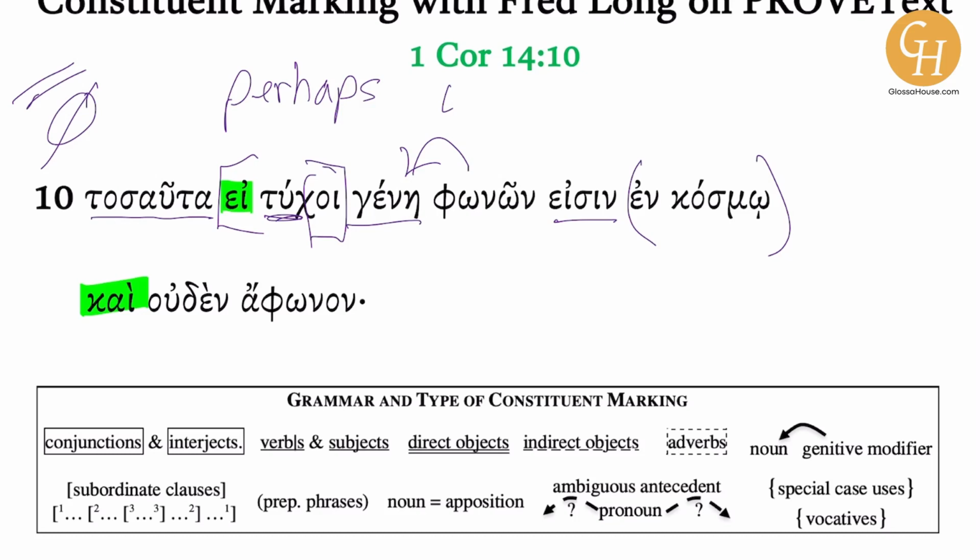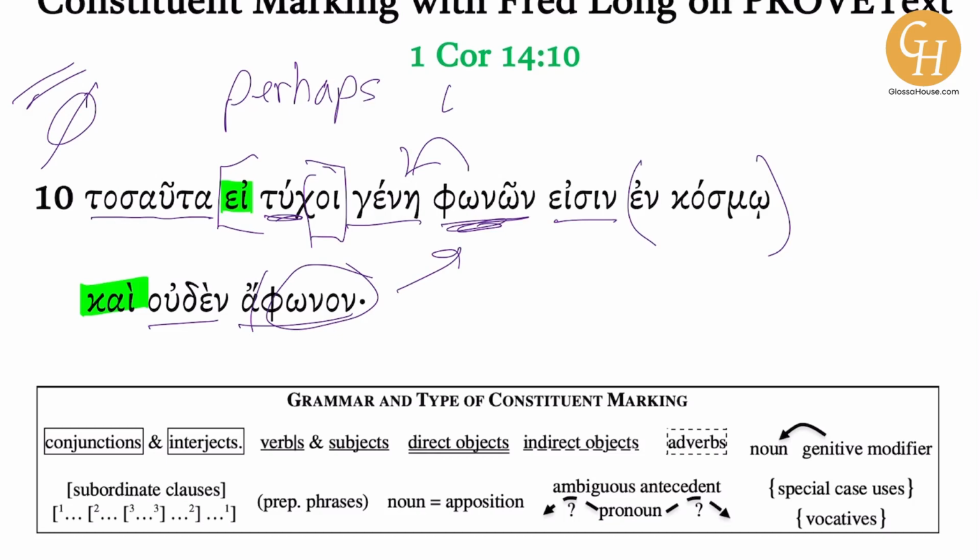And none are soundless. So none are without sound. So none are without voice. Okay, so this is kind of a weird way to conclude here because obviously they're going to have a voice or a sound because they are sounds. So notice that these words are cognates. This is often translated and none are without meaning or something like that.